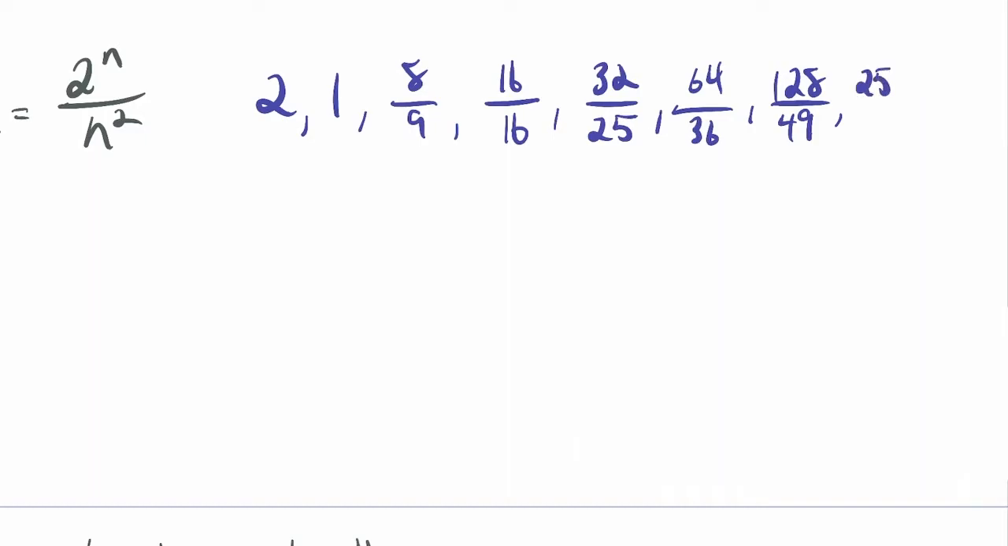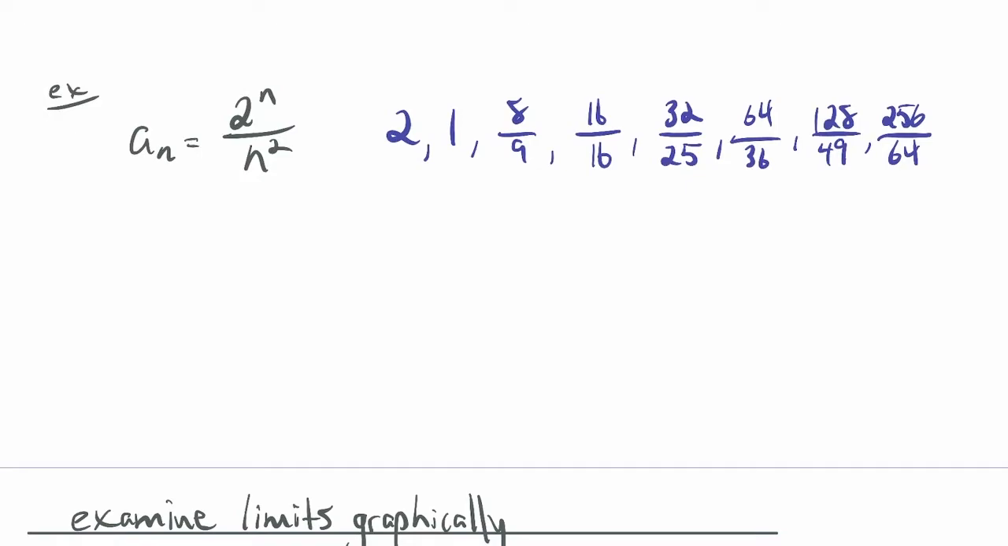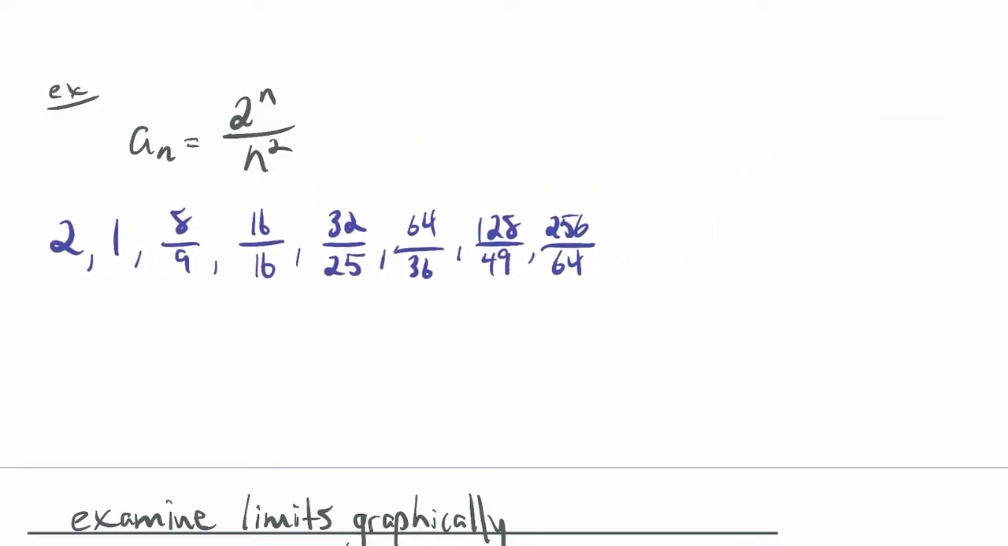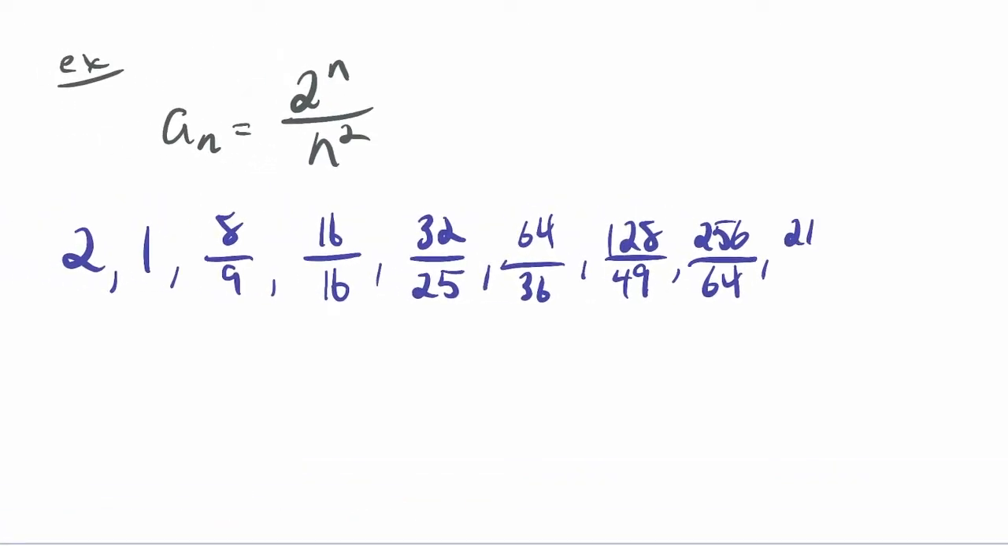Well, I'll put it this way. That's because to see the pattern that's emerging, although that is a whole number at that point. We're almost out of room. Let's do this. If I put in 9, what do I get? So 2 to the 9th is 512, over 81. And then 1024 over 100.